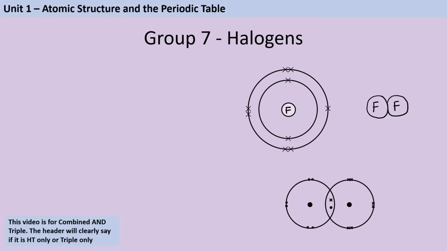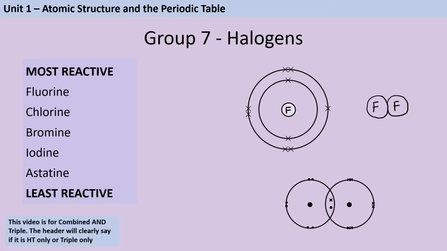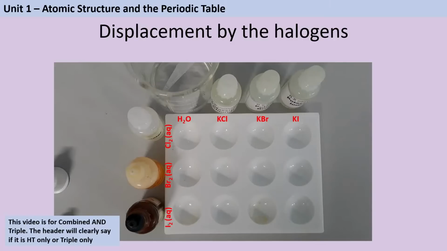In terms of their reactions, we can think of them as being kind of the opposite to the alkali metals. Whereas metals get more reactive as you go down the group, non-metals get more reactive as you go up the group. So this means that the elements that are higher up in the table are able to displace the ones that are lower in the table.